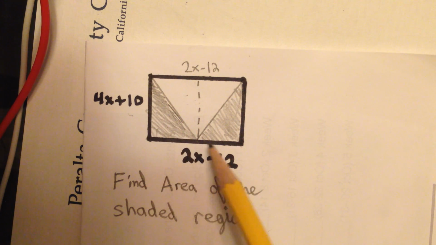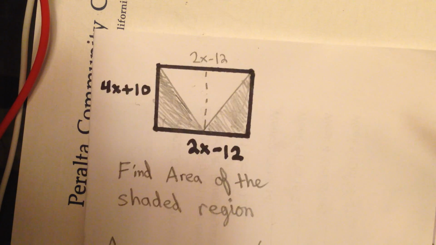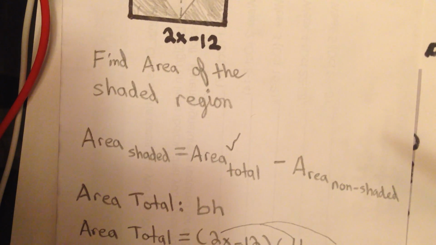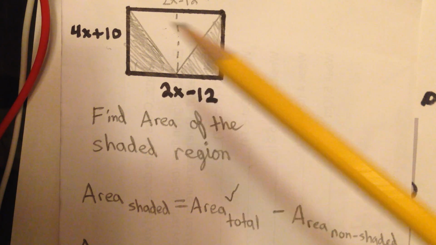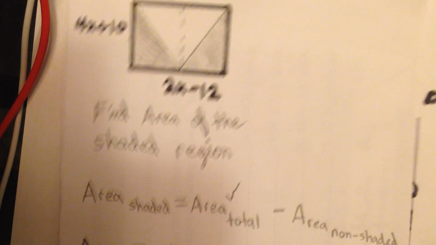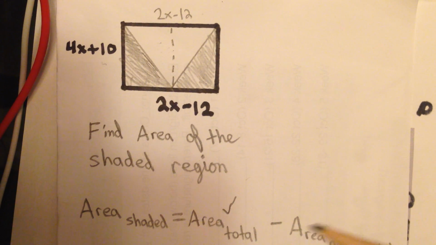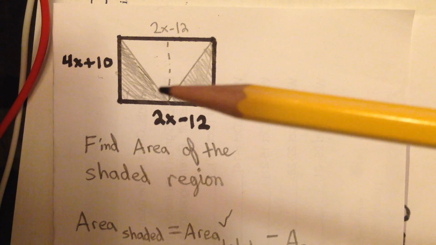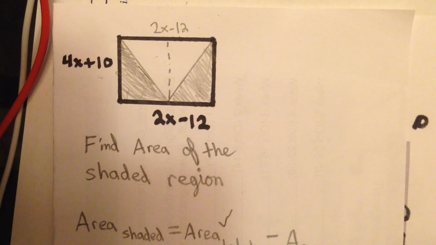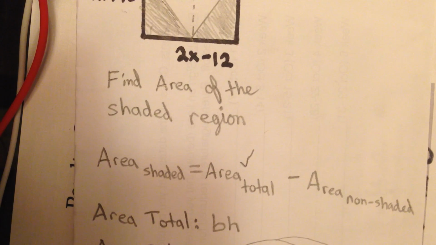In this case, it is a parallelogram, and we have to subtract from that the area of the non-shaded region. So in written form, we need to solve for the area shaded, which will be equal to the area total, the parallelogram, minus the area of the non-shaded region. So again, here are our steps. To find the area shaded, we find the area of the total region, subtract from that the area of the non-shaded region, and in turn we will be left with the area of the shaded regions. So let's start by finding the area total.